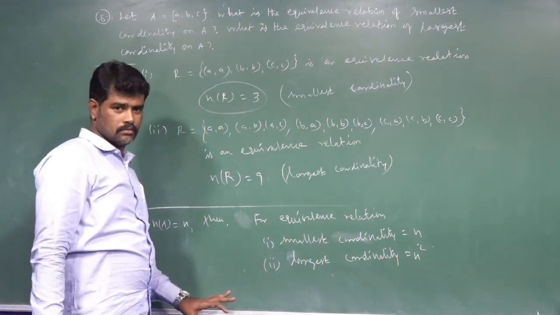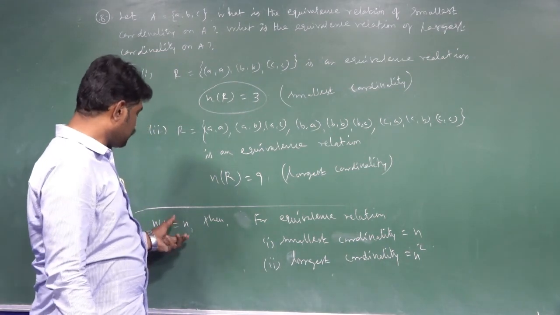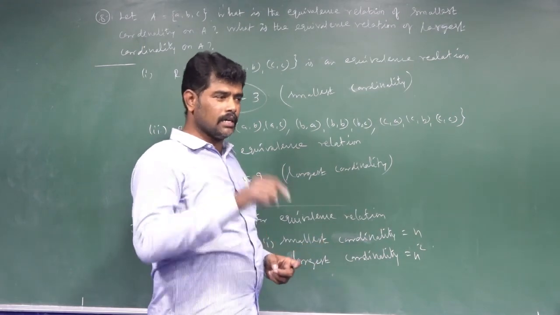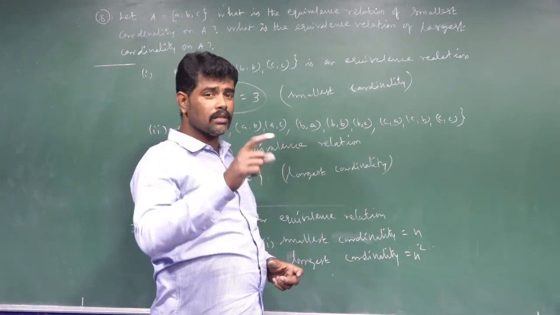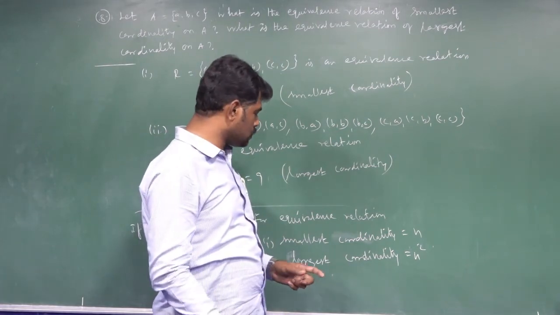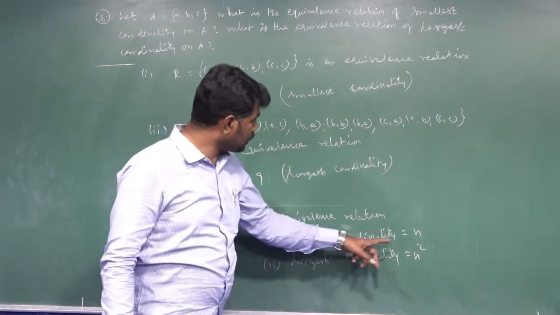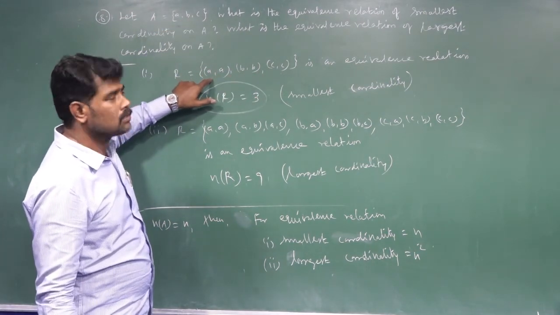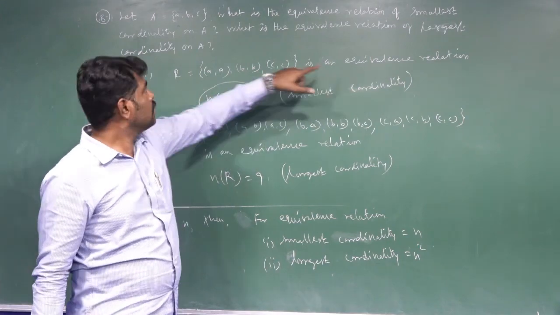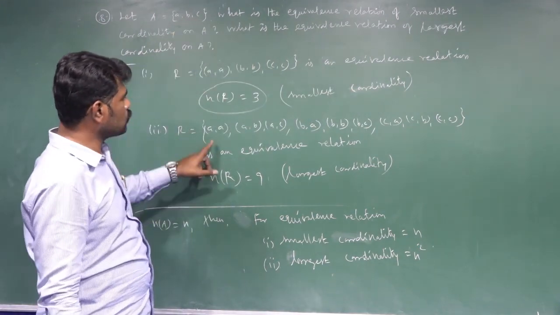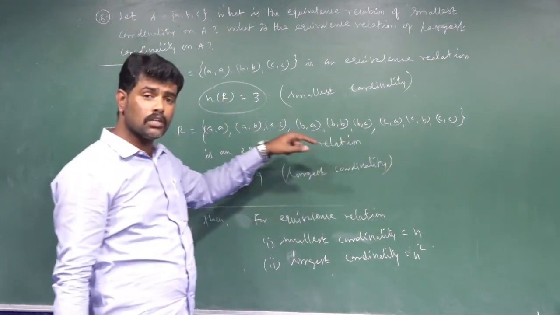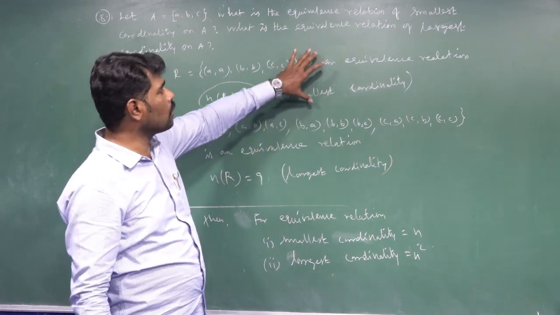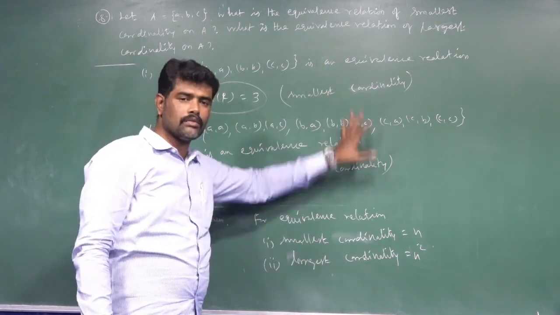This is one conclusion. If A has n elements, by using these n elements we can write equivalence relations in two different ways. One is the smallest cardinality. Here A has 3 elements, and we wrote a relation which consists of 3 pairs. This is an equivalence relation. Here A has 3 elements, and we wrote one relation which consists of 9 elements. That too is an equivalence relation. So this is the largest cardinality number, and this is the smallest cardinality number. This is one conclusion from this sum.